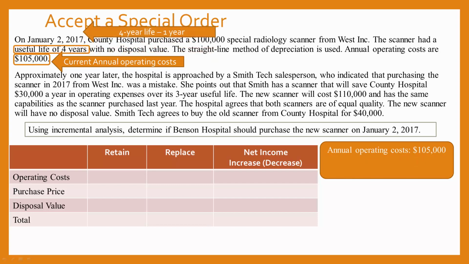It has a total of 4-year useful life, but remember 1 year has already gone by. So we're going to compare over the total remaining useful life, which is 3 years, to determine that the remaining operating costs are $315,000.